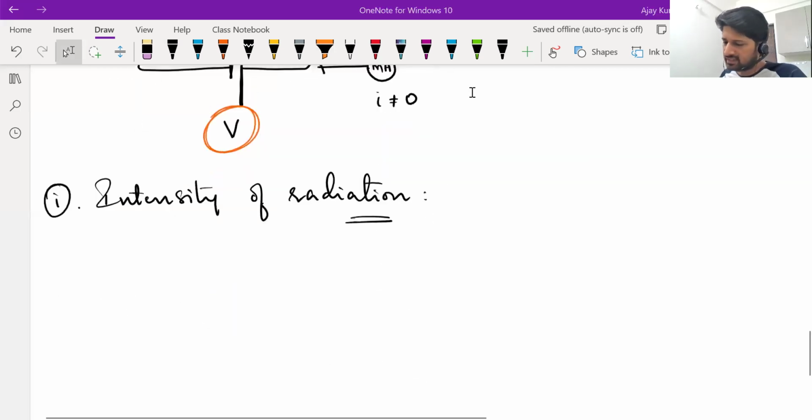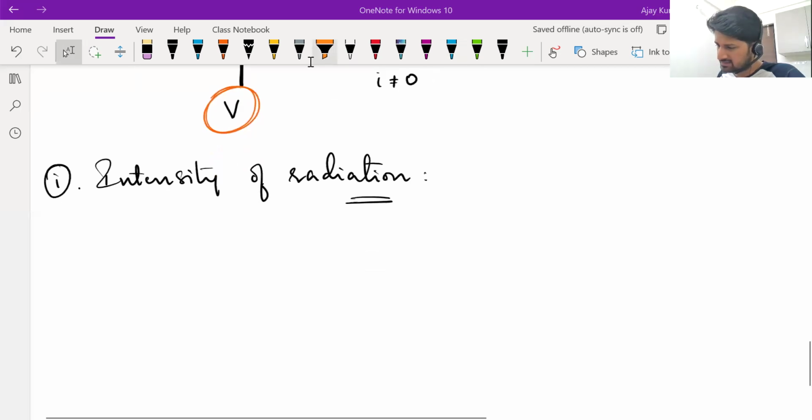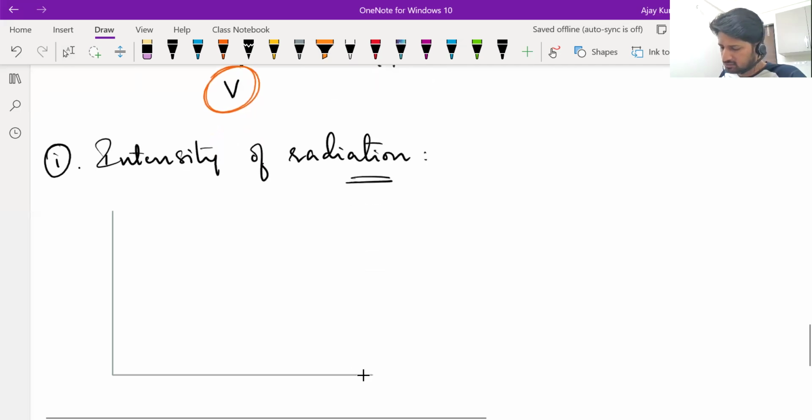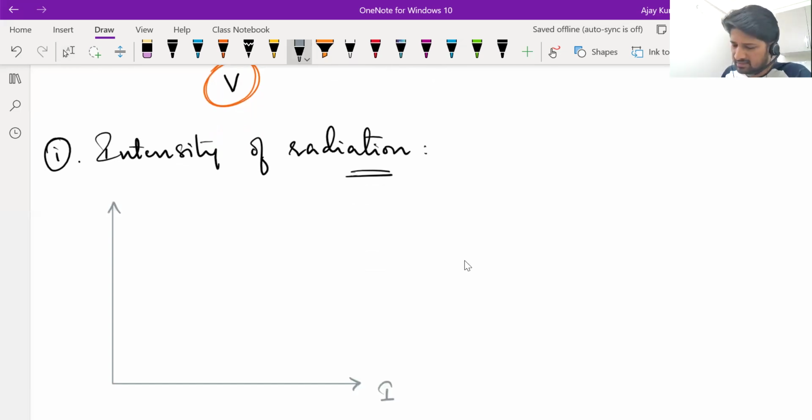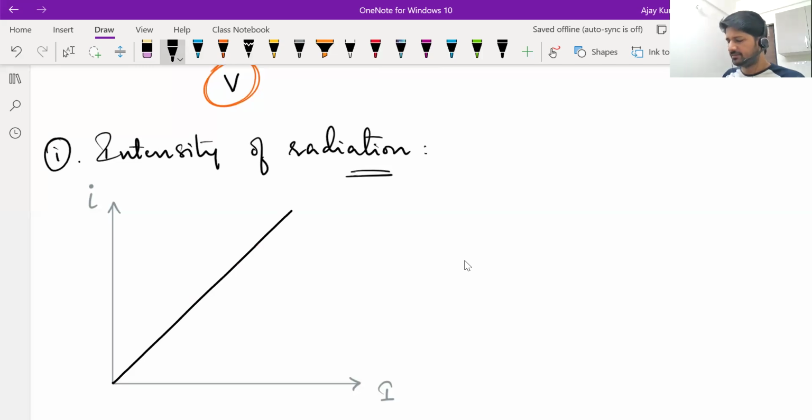And it was found that as intensity increases, the photocurrent, they call the current through this ammeter the photocurrent. Why? Because this current is arising from photoelectric emission. So they called it photocurrent. It was found that when intensity of radiation, capital I, is increased, the photocurrent, small i, increases proportionally, directly proportional. So the graph between photocurrent and intensity was found to be a straight line.